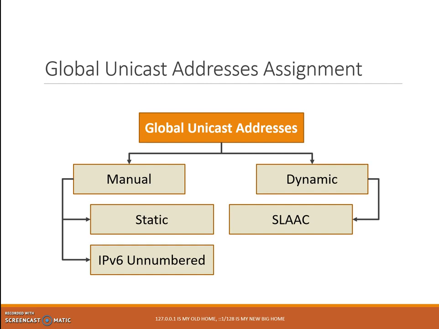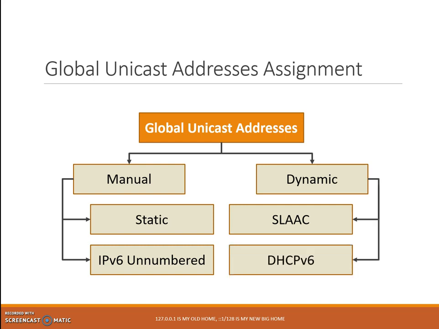The EUI-64 process uses the interface Ethernet MAC address to generate a 64-bit interface ID and combines this generated interface ID with the global prefix and the subnet ID, which is learned from the router advertisement message.